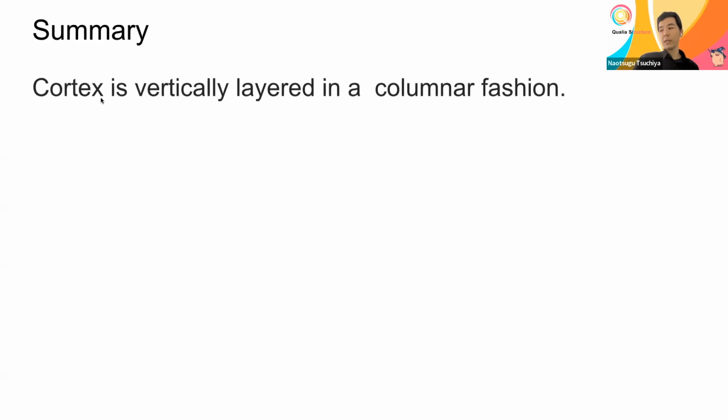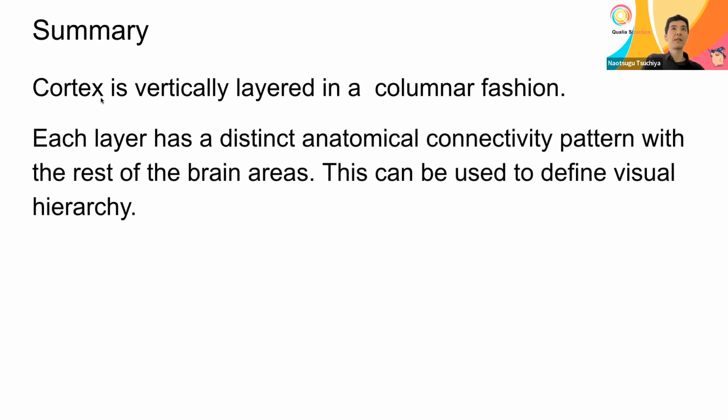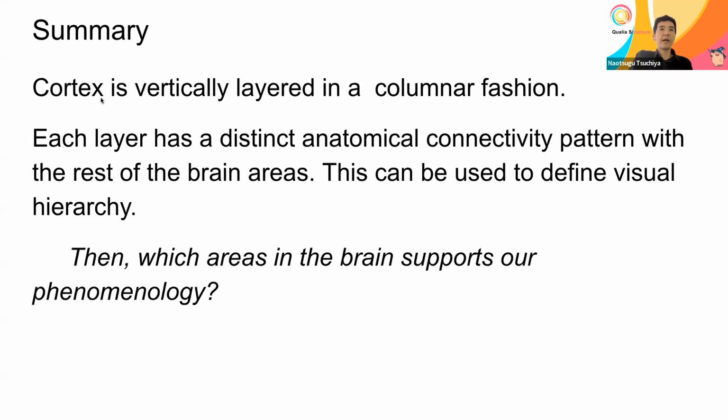Okay, so in summary, cortex is vertically layered in a columnar fashion, and each layer has a distinct anatomical connectivity pattern with the rest of the brain areas. And this can be used to define visual hierarchy. Which area in the brain supports our phenomenology, especially color, is the question that we will go into next. But so far, is there any question?